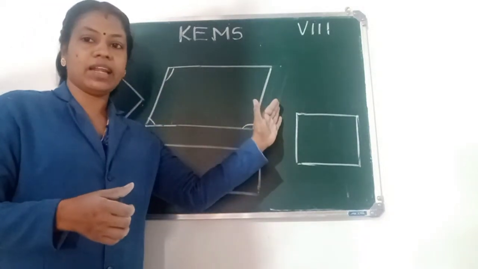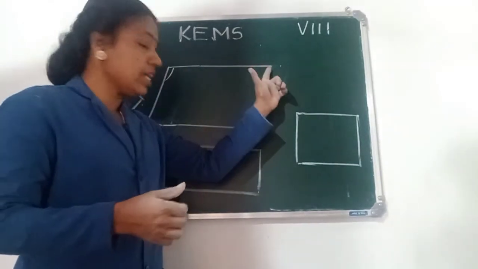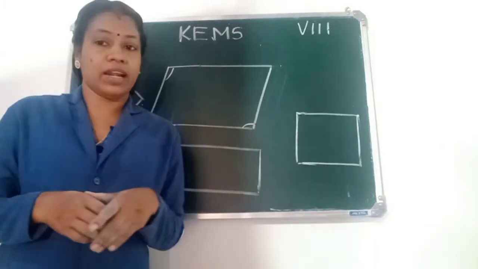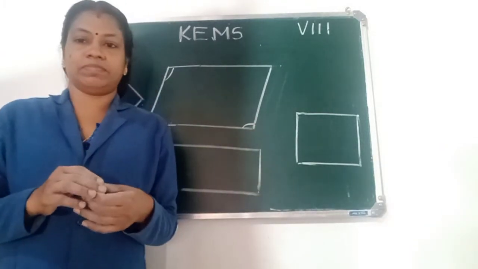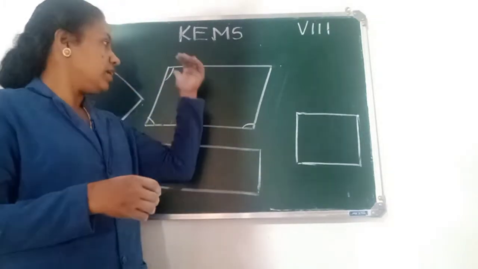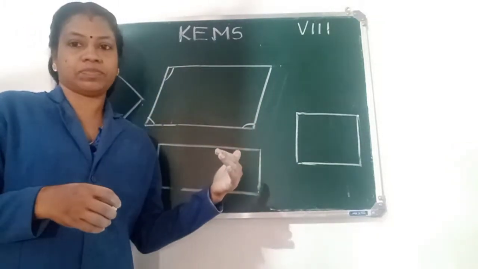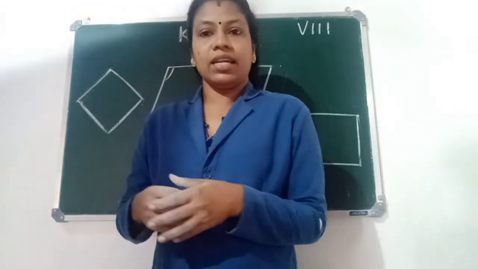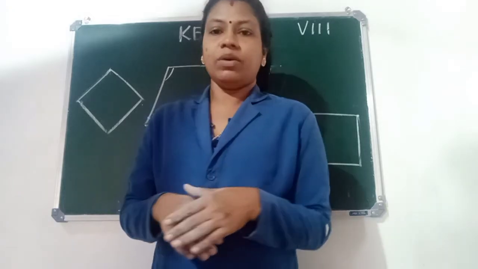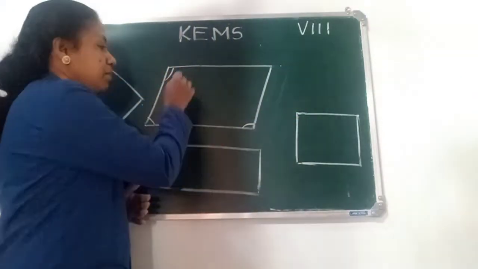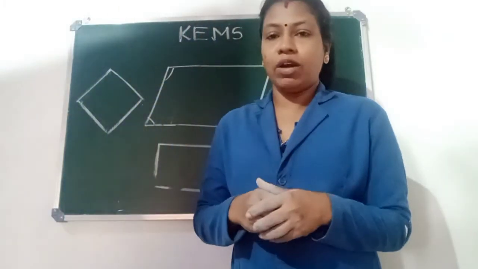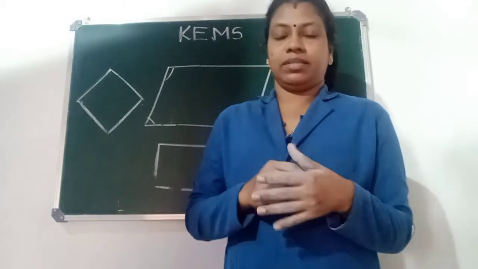So these are the three important properties. Opposite sides of a parallelogram are equal, opposite angles are equal, and adjacent angles of a parallelogram are supplementary. Then we already told the diagonals. The diagonals of a parallelogram bisect one another.